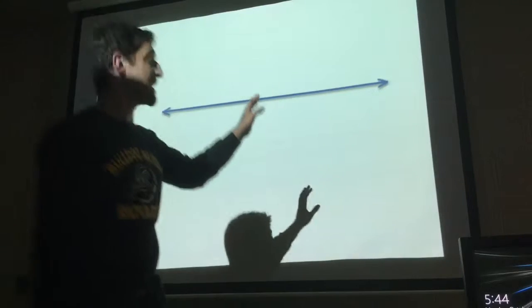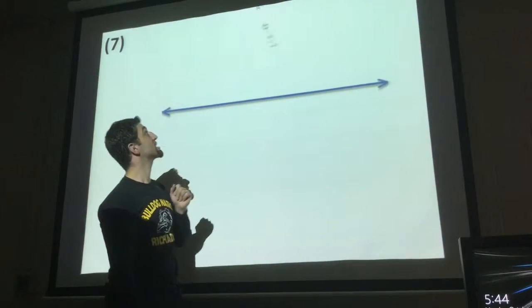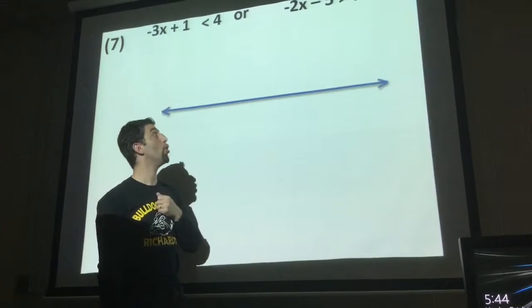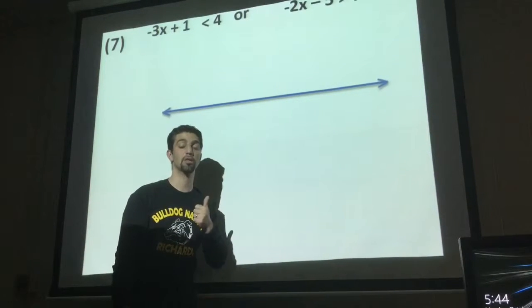All right, guys, so this is the last problem we're going to do, number 7. So I'm going to let you guys try this one on your own. Number 7 is negative 3x plus 1 is less than 4, or negative 2x minus 5 is greater than 7. So go ahead and do this one on your own.